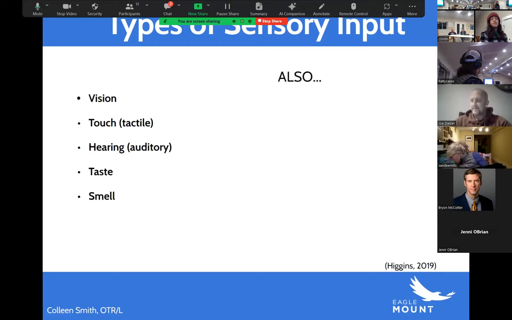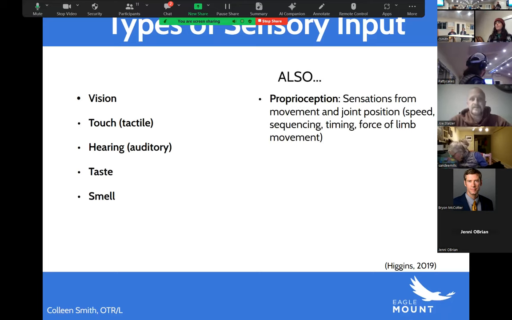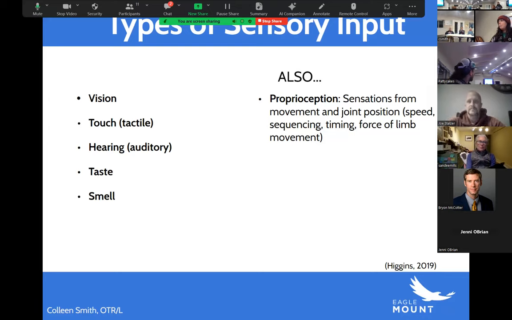There are also a couple other types of sensory input that most people haven't heard of in their daily life, and I think they're super important for the work we're doing. One is proprioception. There are receptors in your joints that tell your body where they are in space, basically. This is related to timing, sequencing, and force of limb movement. It's really important for coordination. You get a lot of it from push-ups or heavy work, anything where you're really in tune with where your joints are.